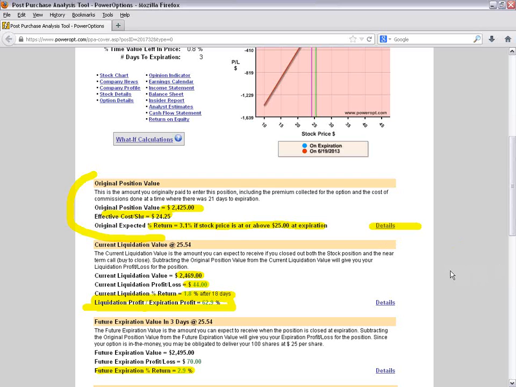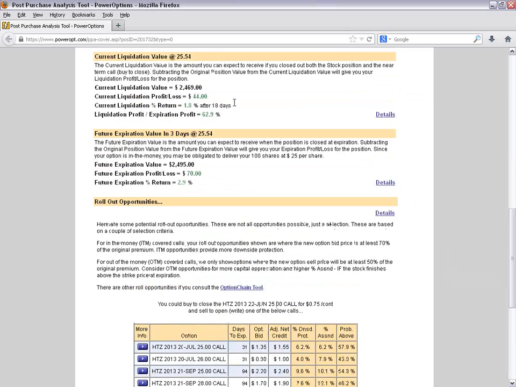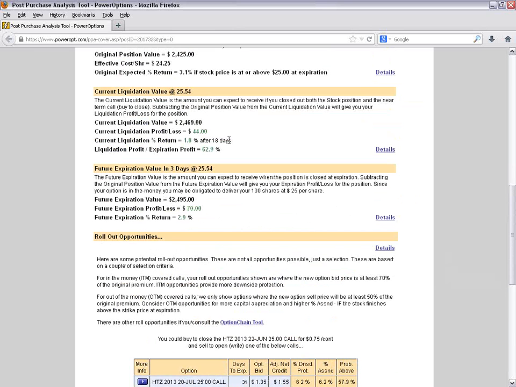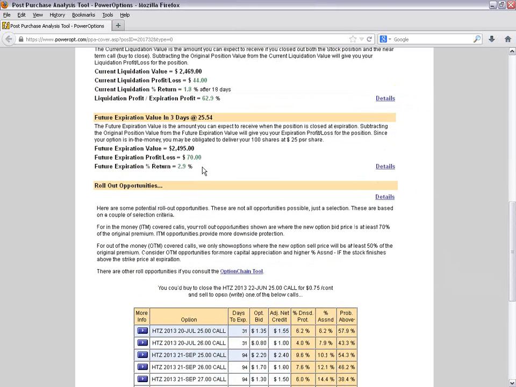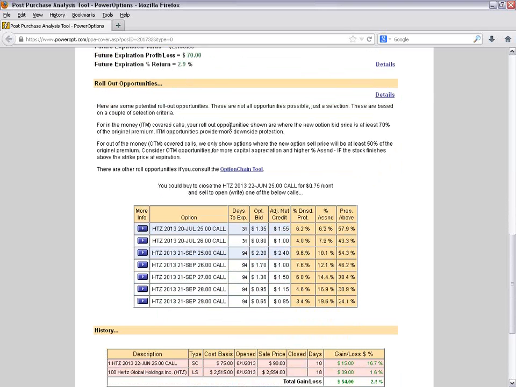Okay? All right, so as I scroll further down, I see where I stand right now. I can make 1.8% if we liquidate today, and then we could do the 2.9% if we hold the position to expiration and the stock stays above $25. Okay, we'd be assigned for the max return. All right. Now, down below, we see some rollout opportunities.